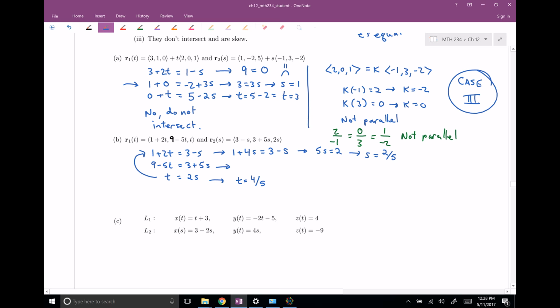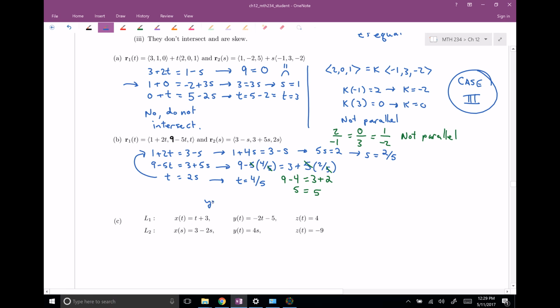So the question is, well, what about for this third one right here? Okay, so if I plug in t, 4/5, I get 9 minus 5t. Is that equal to 3 plus 5s? S is 2/5. All right, so on this left-hand side, let's see. I need a little bit more space here. 9 minus, the 5's cancel here, and I'd have 9 minus 4. Is that equal to 3 plus, the 5's cancel here, and I get 2. So this is 5 is equal to 5. So yeah, actually they do intersect.